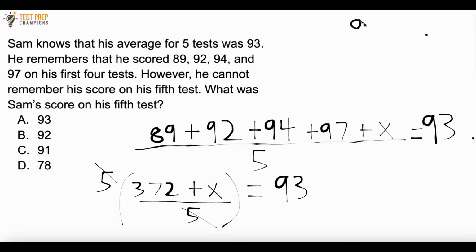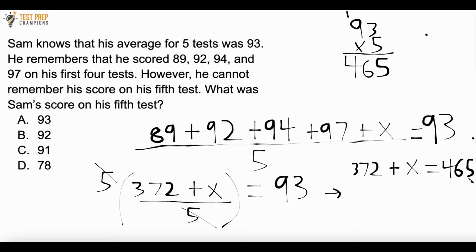So let me work that out here by hand. So 93 times 5, how do I do this? Well, let me start by doing 5 times 3. 5 times 3 is 15, so I'll put the 5 down here, put the 1 up here. 5 times 9 is 45, plus 1 is 46. So when I rewrite all of this, I'll have 372 plus x equals 465.